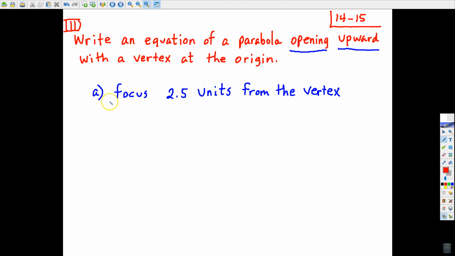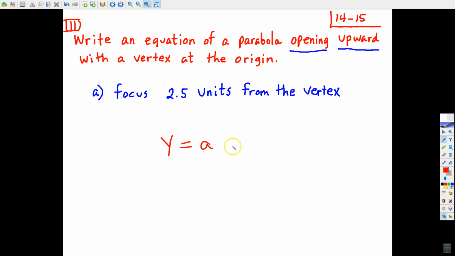When they say in this problem that the focus is 2.5 units from the vertex, they've identified what letter in our function, in our formula. They've told us what C is. So once again, you can plug that in. They already told you that the parabola opens upward. So Johnny, in general, what does that equation look like for any parabola that opens upward and has a vertex at the origin?